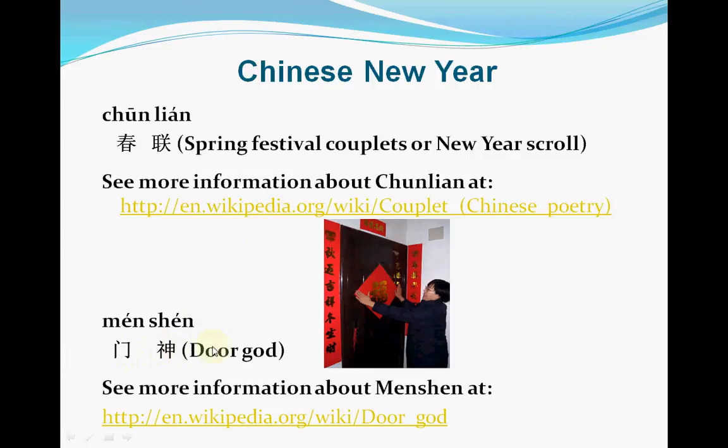Door guards are usually posted on the door. If you want to know more information about door guards, you can see more information at this wiki address. 春联 and door guards are used as New Year's decorations that express happiness, hopeful thoughts, and good luck for the coming year. 春联 are posted on the two sides of the door and on the top of the door.